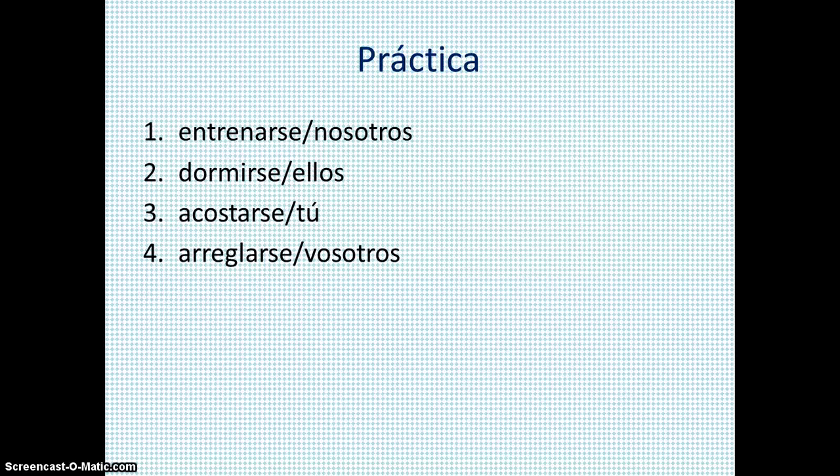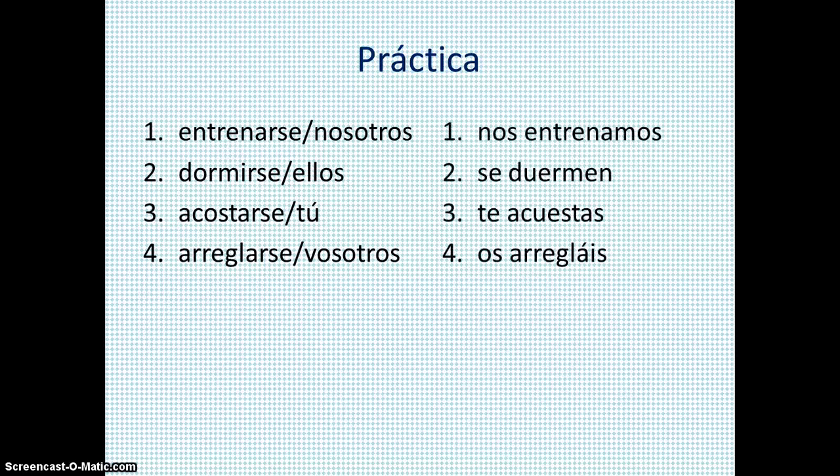All right, let's check your answers. First of all, we're going to go over the Spanish conjugations and then we'll go over the English translation. So, entrenarse in the nosotros form would be nos entrenamos. Dormirse in the ellos form would be se duermen. Acostarse in the tú form would be te acuestas. Notice number 2 and number 3 follow our stem changing rules. They're both O to UE stem changers. And then finally number 4, arreglarse in the vosotros form is os arregláis.